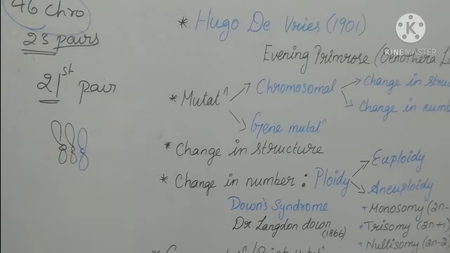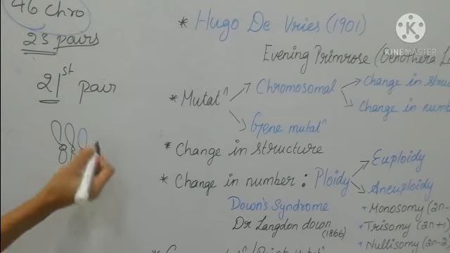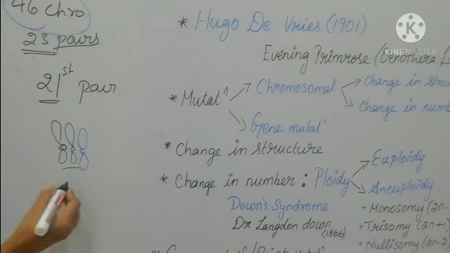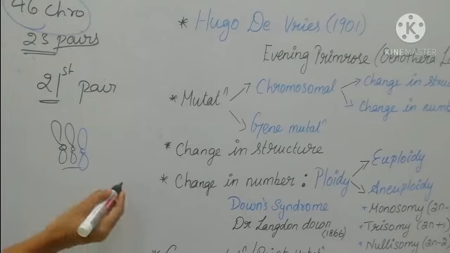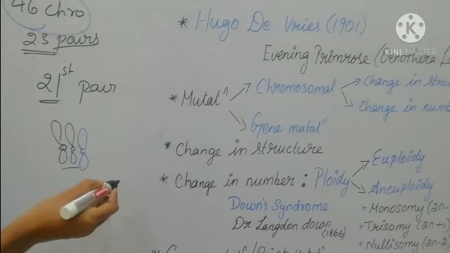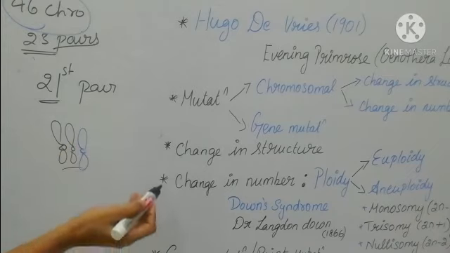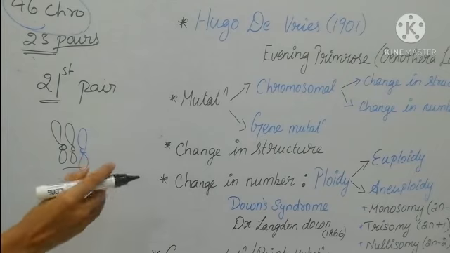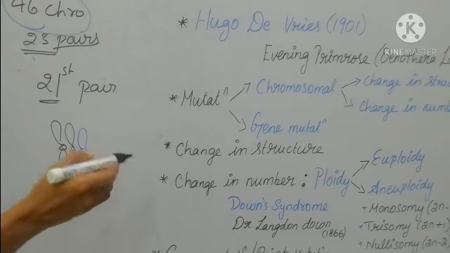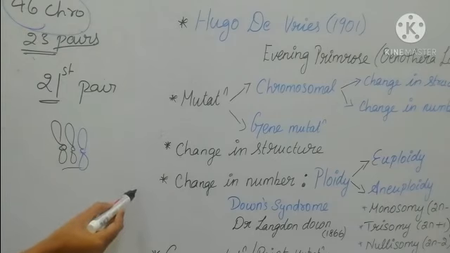Mostly this is seen in children, and they have symptoms like mental retardation, poor mental growth, delayed development, and behavioral problems. Their muscle tone will be very weak, and they have problems in seeing and also hearing. These are the conditions, and it is seen mostly in children.